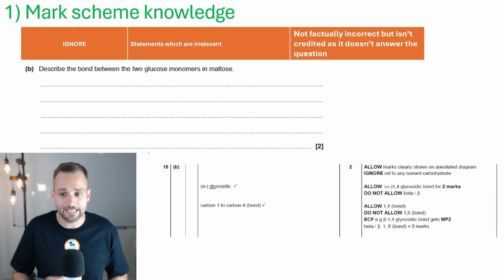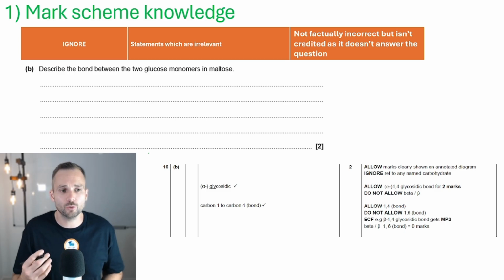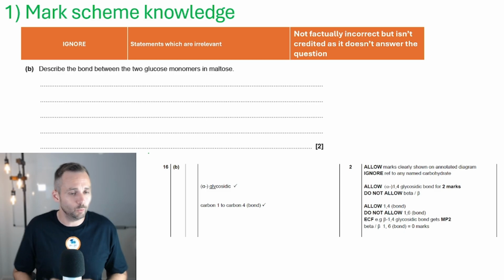The next one, however, is ignore. Now, ignore means we are pretending it's not even on the page. So if we see it, we're not going to mark it as correct or incorrect. We pretend that it's not even there.